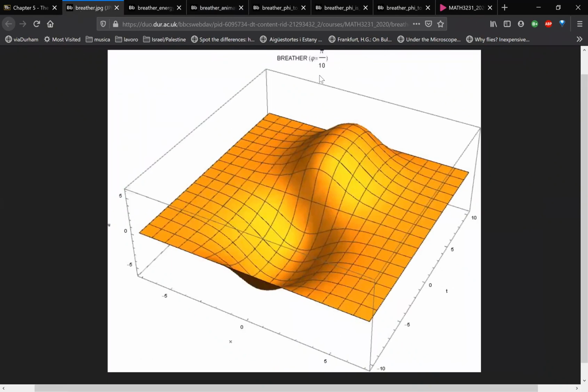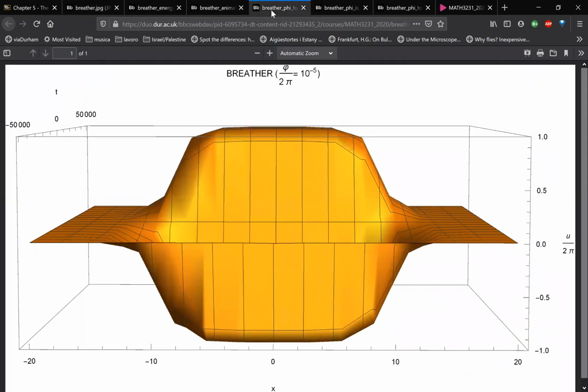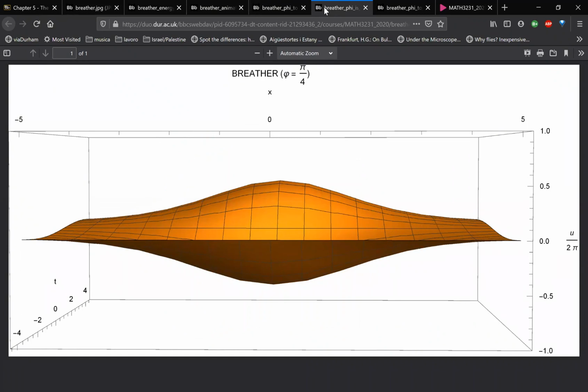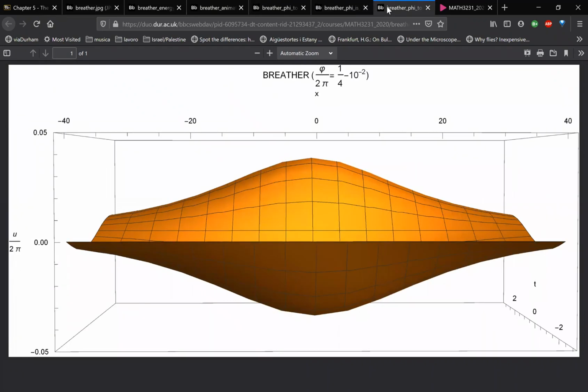So here I consider phi to be equal to pi over 10, but I have a few more pictures that you can find on Duo for different values of the parameter phi. So for instance, here is phi very close to 0, more about which in a minute. Here is phi equal to pi over 4, and here's phi very close to pi over 2. So both the limits where phi is very close to 0 or it's very close to pi over 2 are interesting to consider, but let me just make a couple of comments on the phi to 0 limit, and then we'll wrap up for today.